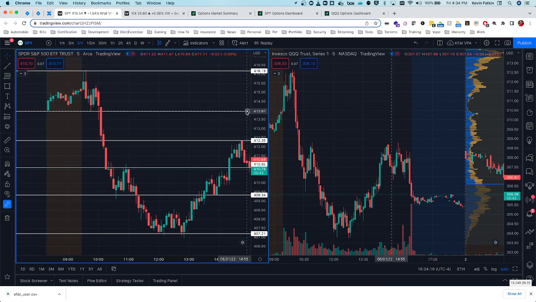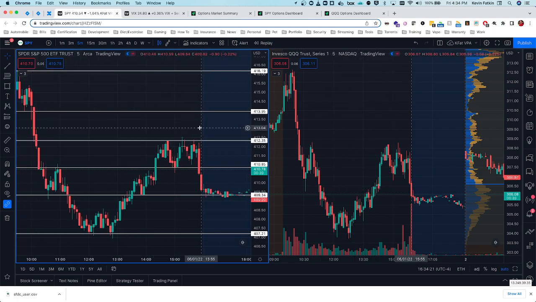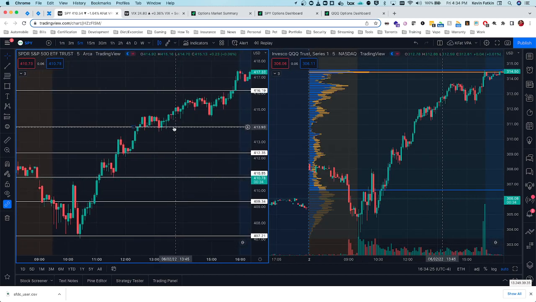And interestingly enough, this was a highly volatile day. A lot of negative gamma in the market, big news day. The following day, there was almost no news. I don't think there was any news that the market was concerned with. And it was a positive gamma day. And I'll get into in a second how you can check that.